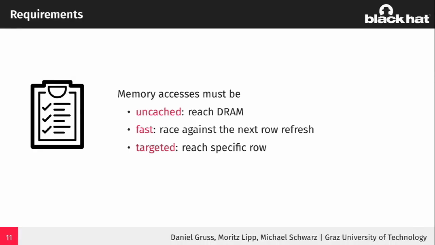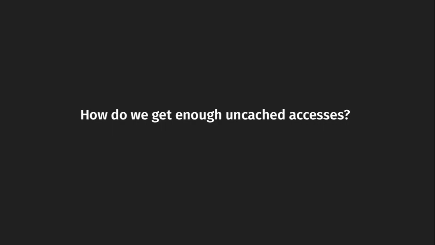Okay, what do we need to induce Rowhammer bit flips? We want to reach the DRAM, so we need to have uncached memory accesses. We need to bypass the cache somehow. This also has to be fast, and this is a problem because uncached memory accesses are much slower than cached accesses. And now we want to be fast so that we are faster than the next row refresh. And we also need to target the accesses, so we need to access the correct rows that trigger such bit flips.